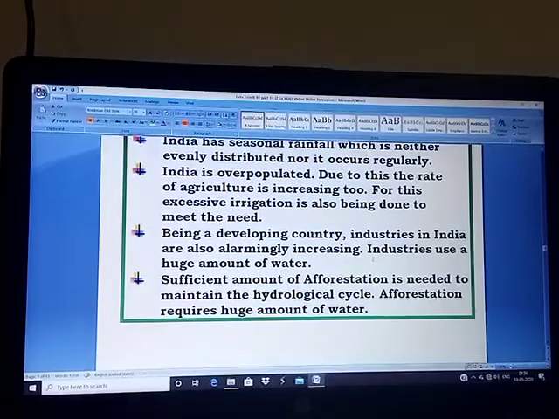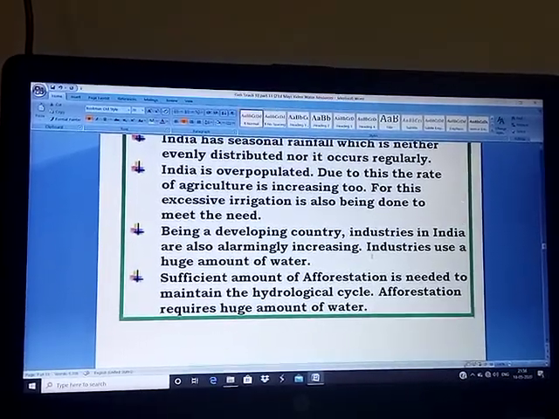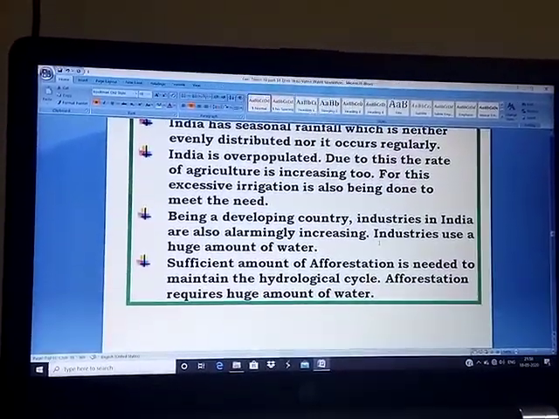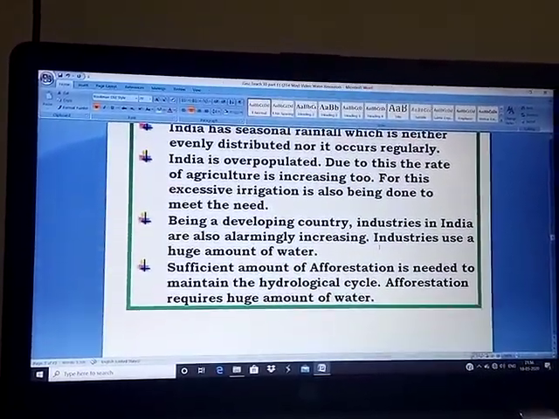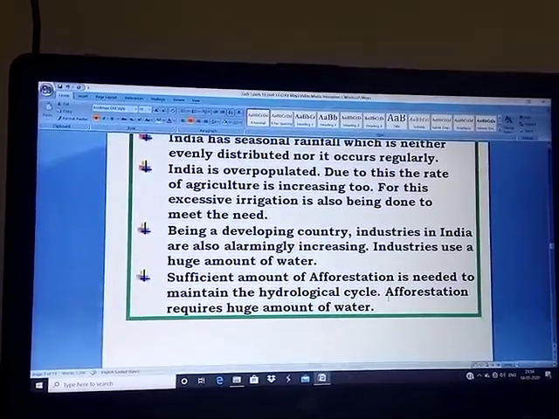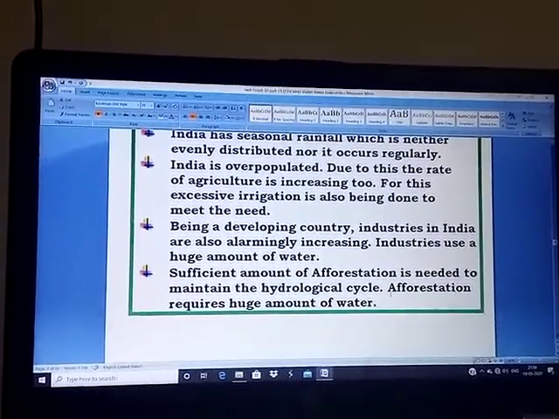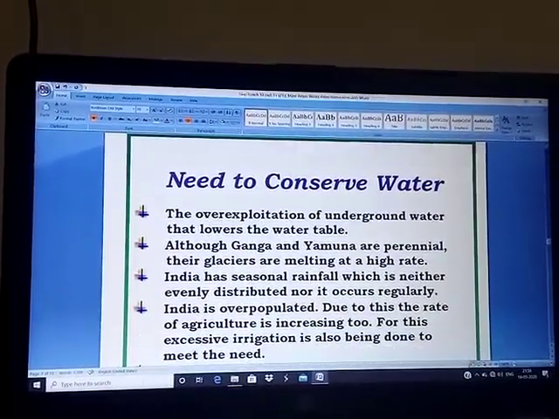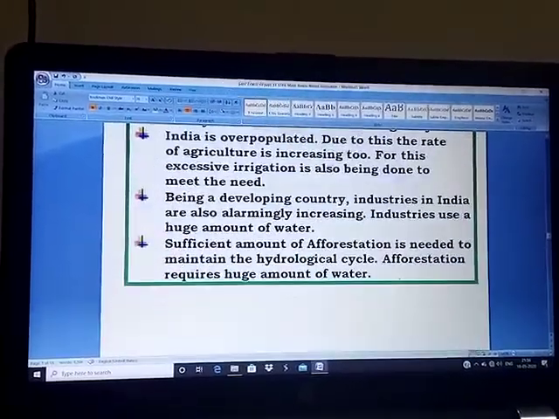Sufficient afforestation is also needed to maintain the hydrological cycle and ecological balance. And to maintain this afforestation, we require a huge amount of water. So ultimately, for all these reasons, we need to conserve water.